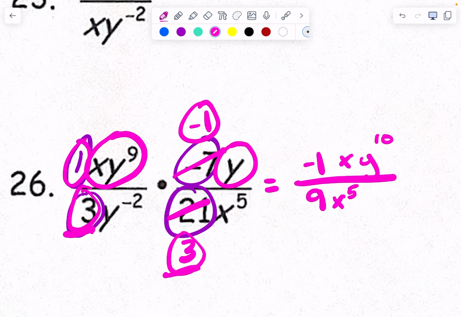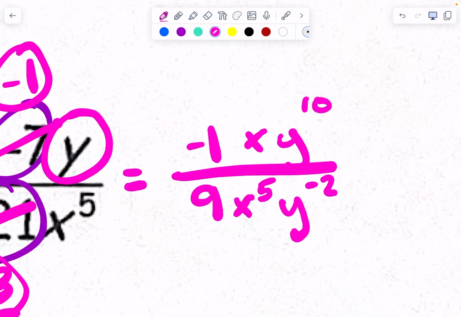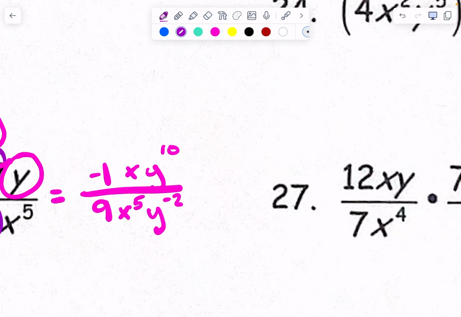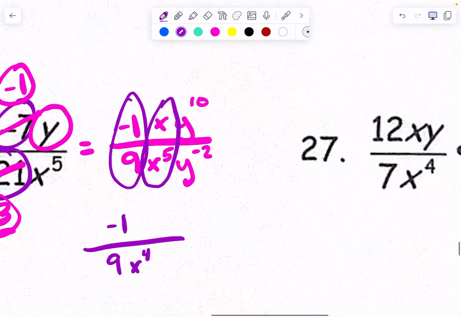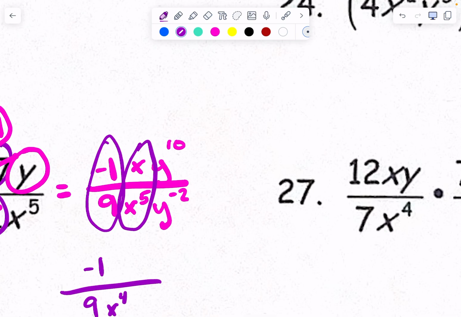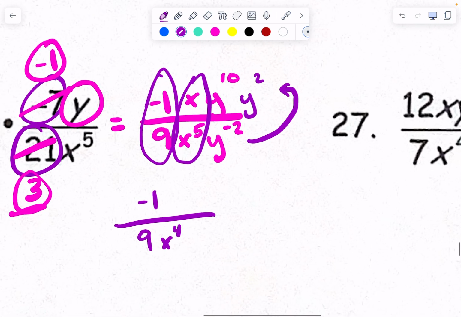I'm going to go x to the 5th, y to the negative 2. Okay, so all of the numbers are fine. Let's deal with x's. I will have x to the 4th on the bottom. I'm going to leave it positive, but I want this y to become positive. So y to the negative 2, I'm going to move them up to become y squared, right? But then that makes y to the 12th power.